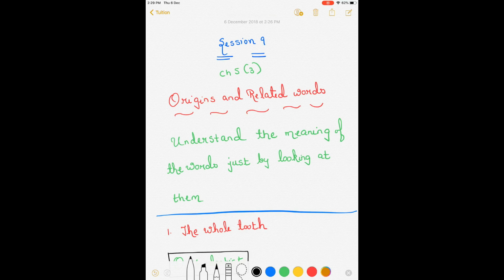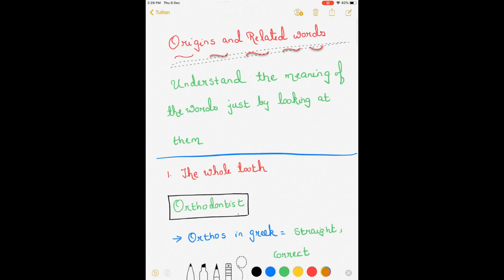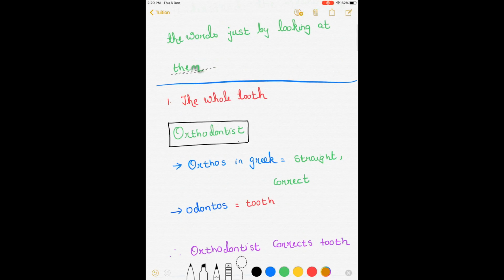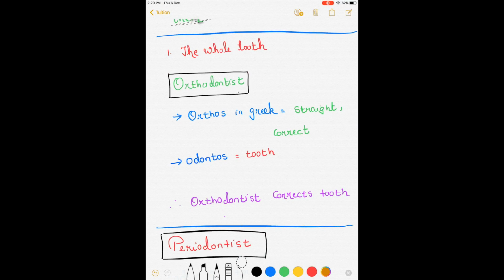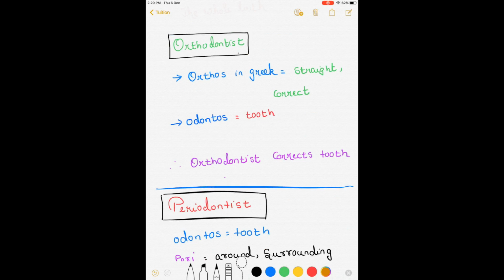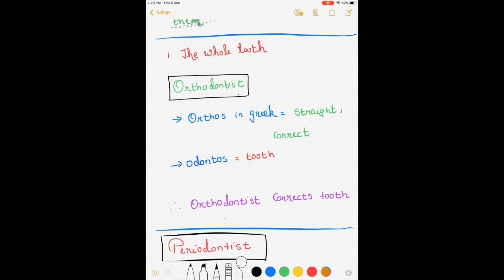Session 9, Word Power Made Easy. This is the third part of Chapter 5, Origins and Related Words. Now we are going to understand the meaning of the words just by looking at them. You must have listened to this sentence even for Session 8. Now see how simple we make understanding these words.